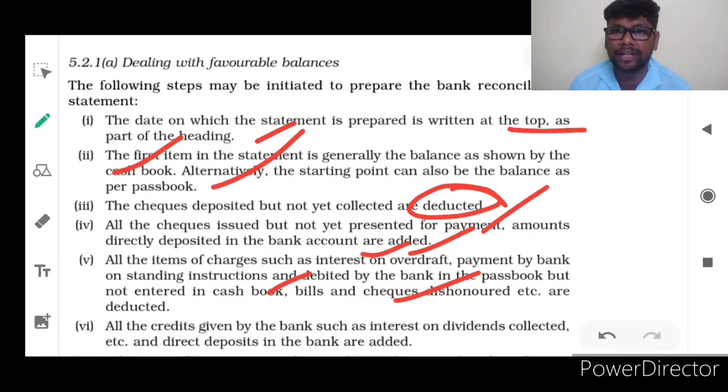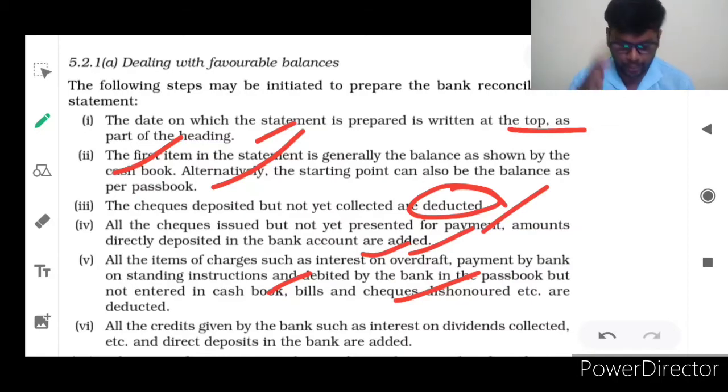All the credits given by the bank, such as interest on dividends collected, etc. You know what is the meaning of dividend? If you are a shareholder in any company, that company will not ask you while they are crediting the money as dividend to you. That is the profit money. That profit money will be divided into many parts, depending upon the shareholder and their shares, the share growth. Depending upon that, they give some money called dividend. It is profit money given by the company to the customer, especially the shareholder.